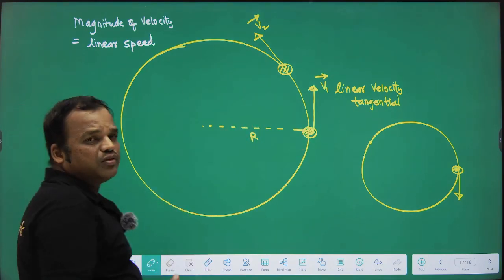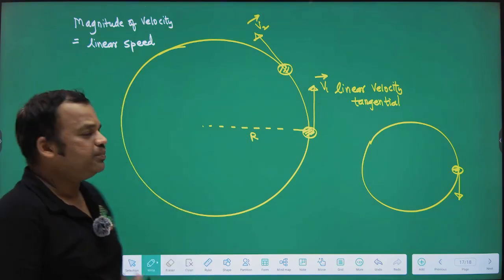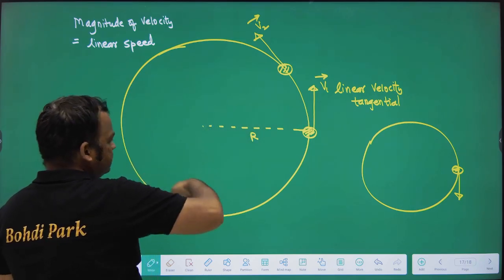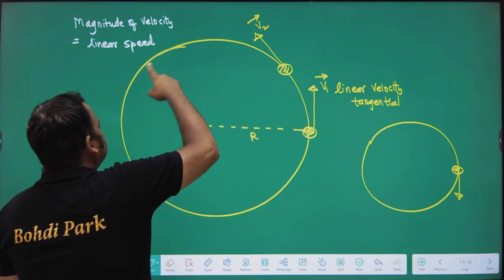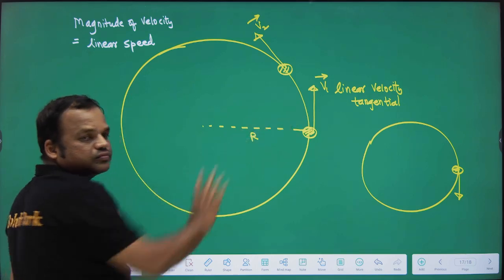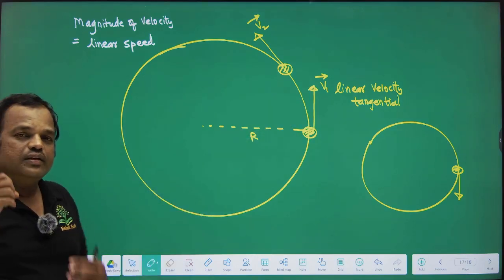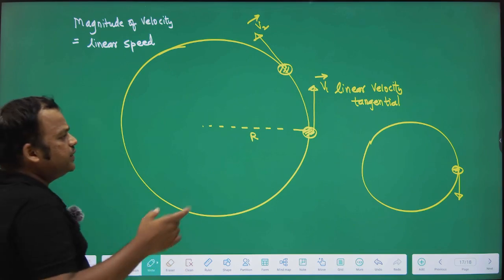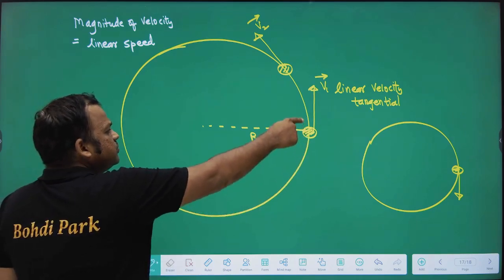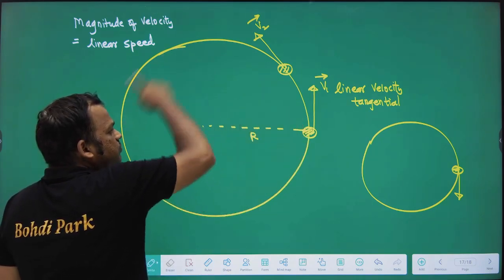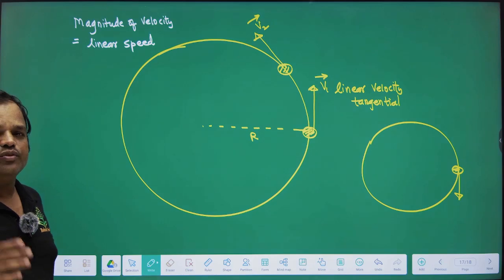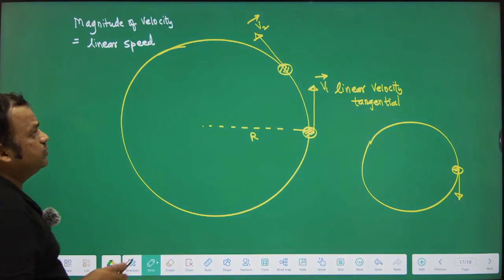So the example of constant linear speed will be like this. It is moving along the circle with constant speed. So that is uniform circular motion, if the speed is constant. If linear speed is increasing with time, suppose the initial speed is very less. Now it is increasing with time. Like this, it is increasing with time. So that is non-uniform circular motion.